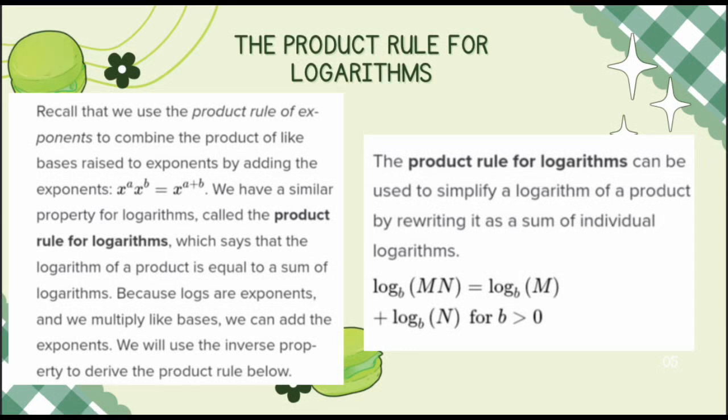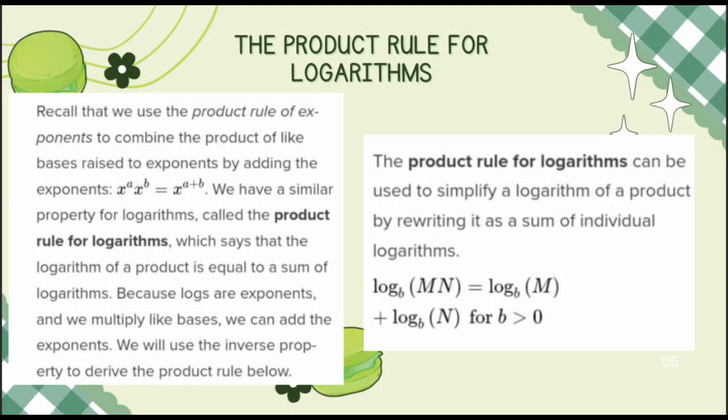The product rule for logarithms. Recall that we use the product rule of exponents to combine the product of like bases raised to exponents by adding the exponents. X to the power of a times x to the power of b equals x to the power of a plus b. We have a similar property for logarithms called the product rule of logarithms, which says the logarithm of a product is equal to a sum of logarithms, because logs are exponents and when we multiply like bases, we can add the exponents. We will use the inverse property to derive the product rule below.